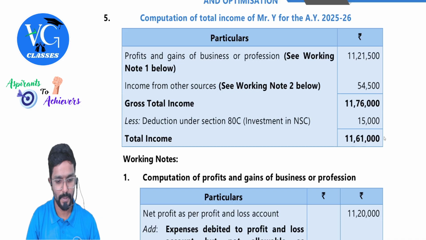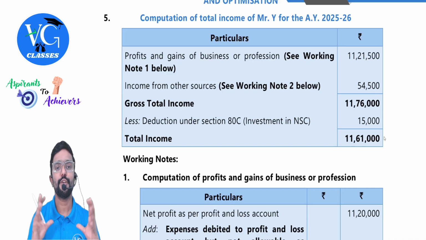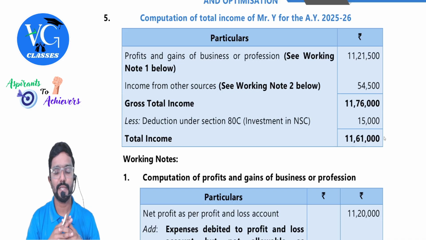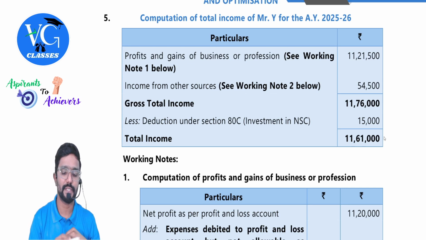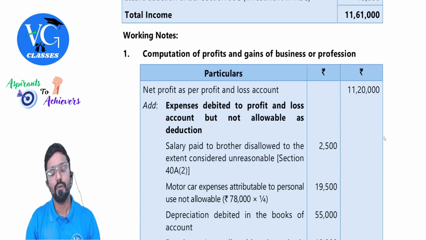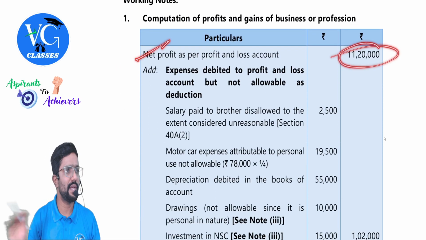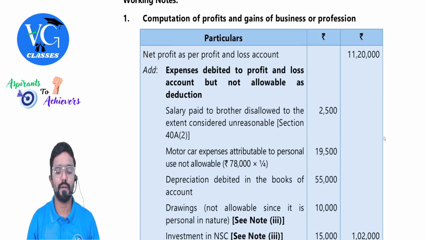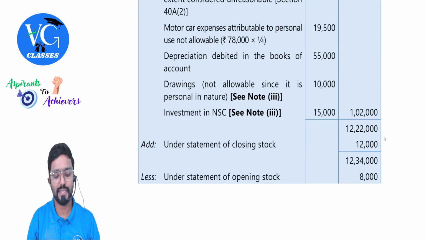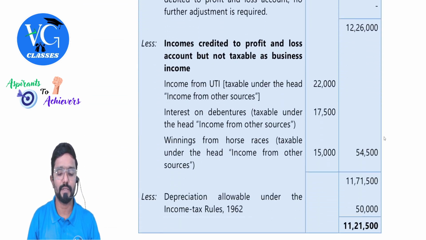Come to the answer. Computation of total income of Mr. Y for assessment year 25-26. First, PGBP, done by way of working note. Net profit is taken as the base, which they have given on the top, 11,20,000. Then make necessary adjustments. First adjustment was actually those incomes. Okay, remove them.